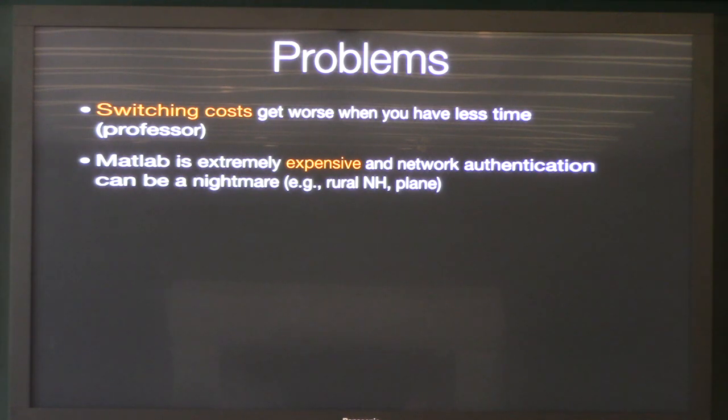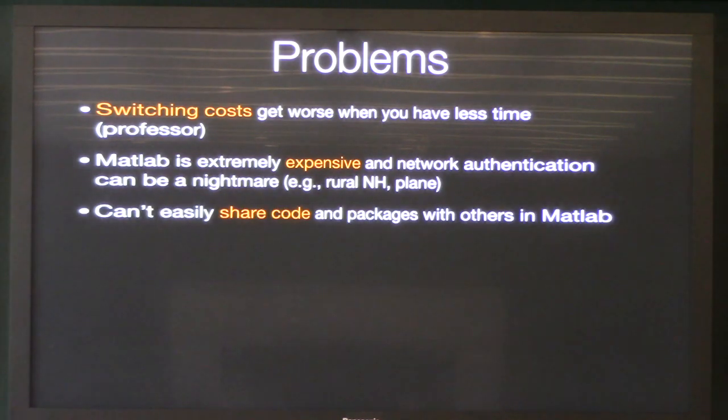There are different types of authentication. When I got here, at Dartmouth, it was the year before they switched from network authentication to having a site license where you just have it for the year. And I was living in a place with a really bad internet connection in rural New Hampshire. And so I actually couldn't do any of my work in MATLAB because I couldn't get on the internet. That's obviously a problem for productivity. If you work on a plane, that's another one.